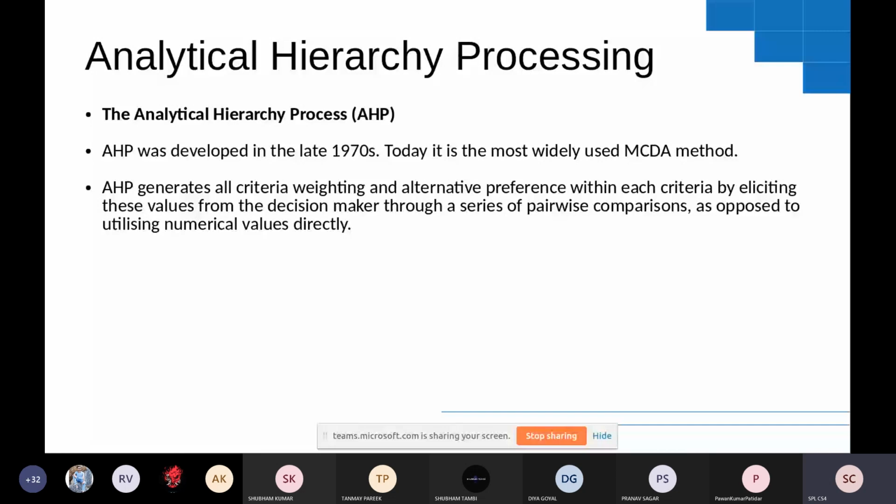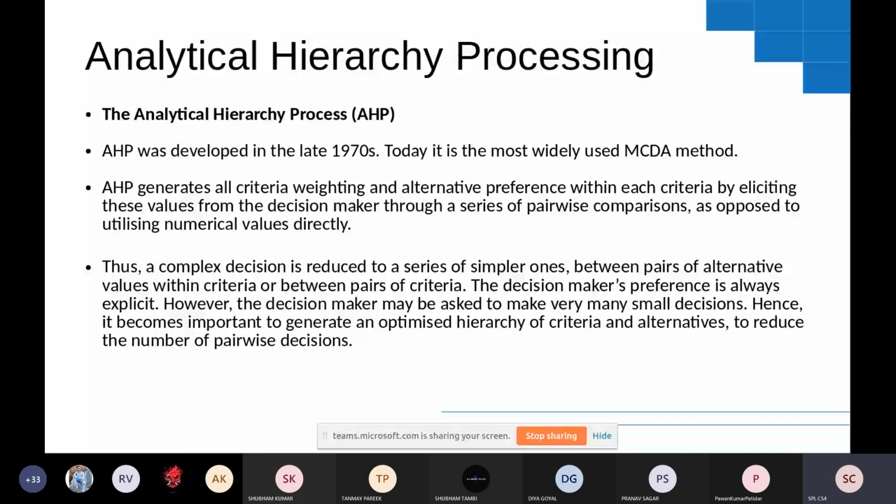Now, analytical hierarchy processing was developed in the late 1970s. Today, it is the most widely used multi-criteria decision-making method. AHP generates all criteria weighing and alternative preferences within each criteria by eliciting these values from the decision maker through a series of pairwise comparisons, as opposed to utilizing numerical values directly. So a complex decision is reduced to a series of simpler ones between pairs of alternative values within criteria or between pairs of criteria.